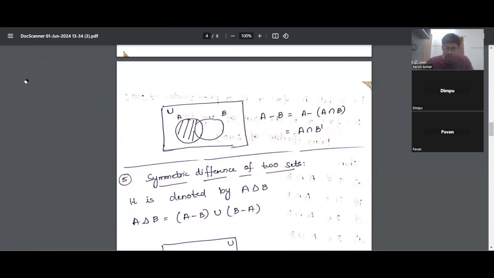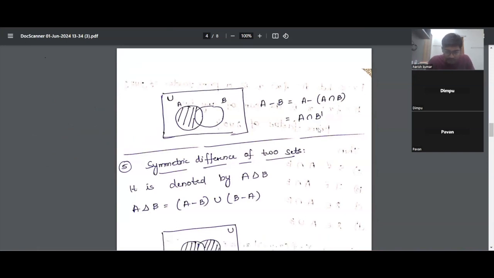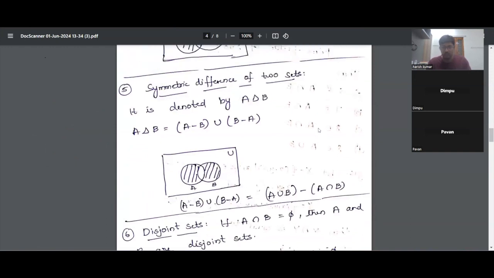All right, let's learn one more operation. This is the final operation. There is something called the symmetric difference of sets. It is represented by A delta B. This is nothing but the union of A minus B and B minus A. A minus B is this part, B minus A is this part, and together this is A delta B, the symmetric difference.